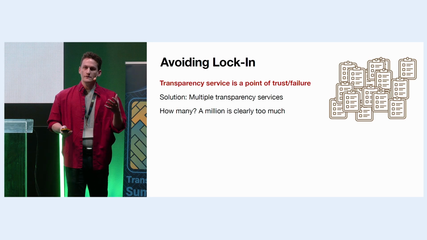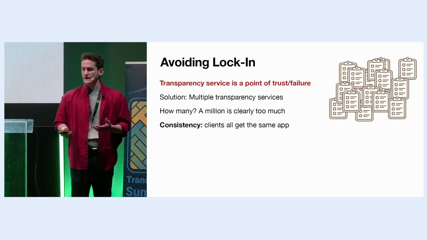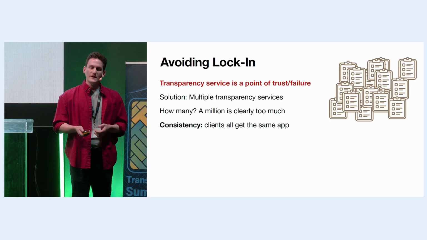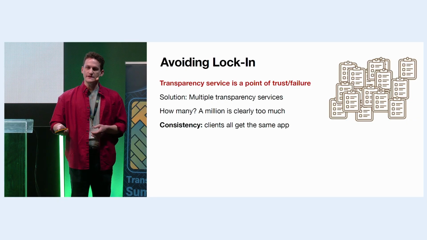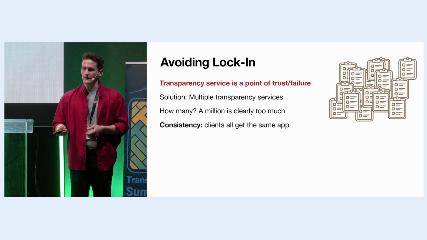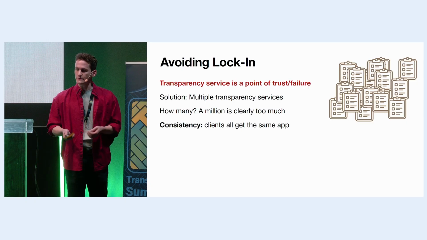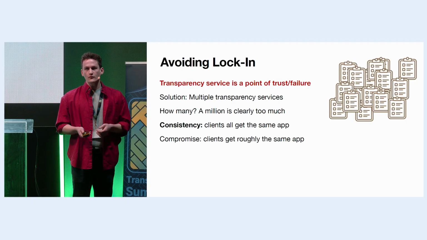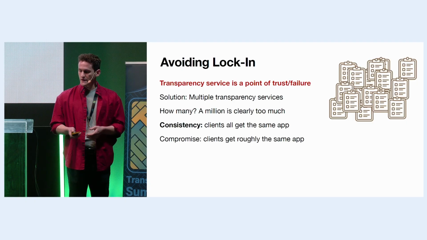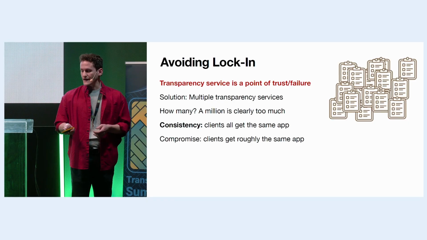So the property that we kind of want is consistency, which is everybody gets the same version of the site. Now, we can't actually achieve that because consistency is a very strong property, and we can't guarantee that everybody gets exactly the same version, but we can weaken it a bit and say roughly everybody gets the same version. So how do we weaken that specifically?